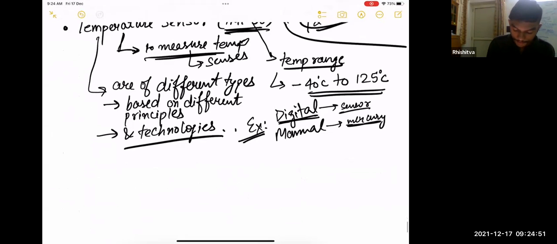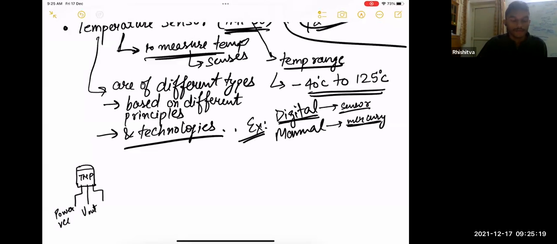Let me make a diagram. It will have 3 terminals, okay? And TMP will be written over there, okay? Then on the left side, you have the power pin, or let's say the VCC pin. Then in the middle, you have Vout, okay? This is from where we get the signal about the temperature. Then we have the GND, that is the ground, okay?